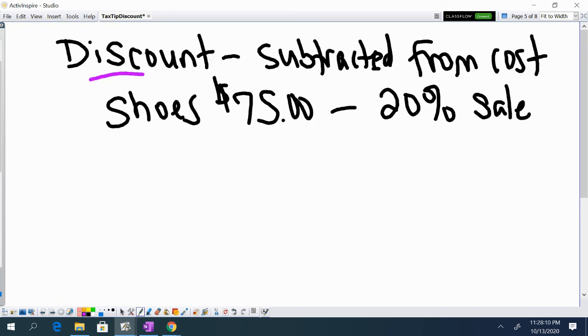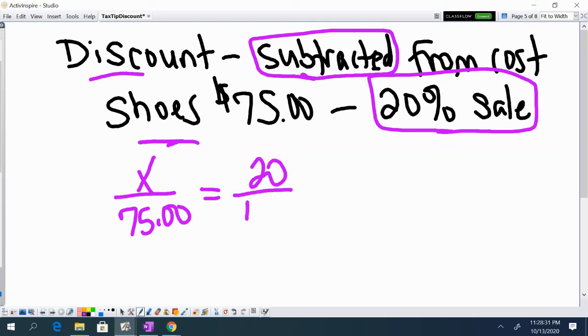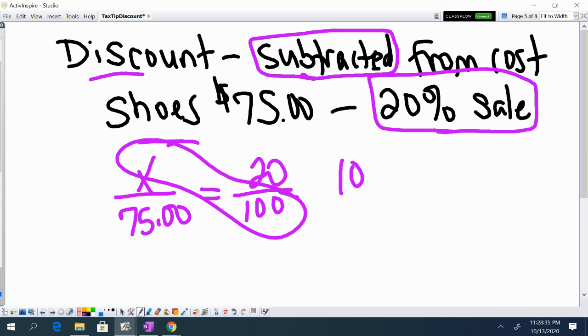A discount we subtract because it's a sale. So I have $75 shoes. They're on sale for 20% off. I don't know the savings, but I know the shoes are $75. But I know it's 20 out of 100, 20%. Cross multiply. 100x equals 20 times 75. Divide each side by 100.